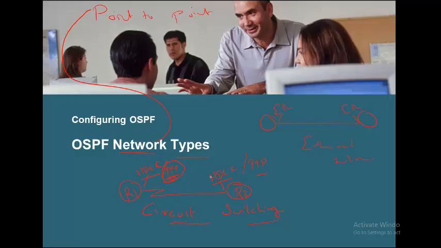If OSPF runs on Ethernet switching, then the network type is called broadcast. In circuit switching, there will not be any DR, BDR because it's a circuit, only two ends. But for Ethernet, it is not two ends. If you connect a switch here, then it will get more ends.